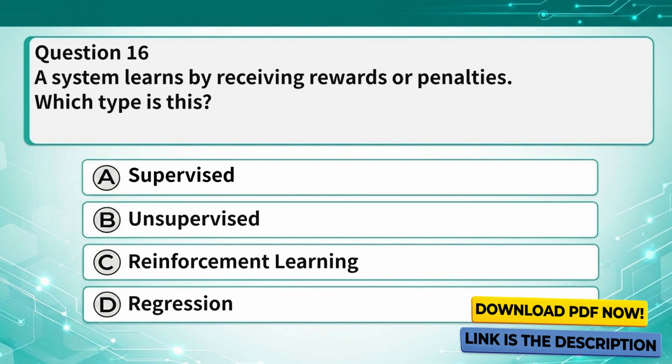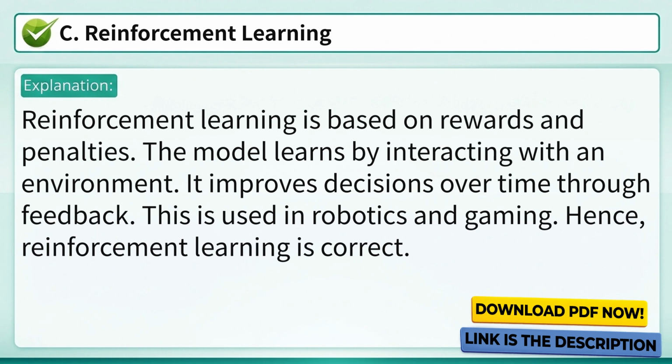Question 16. A system learns by receiving rewards or penalties. Which type is this? A. Supervised. B. Unsupervised. C. Reinforcement learning. D. Regression. Answer: C. Reinforcement learning. Explanation: Reinforcement learning is based on rewards and penalties.